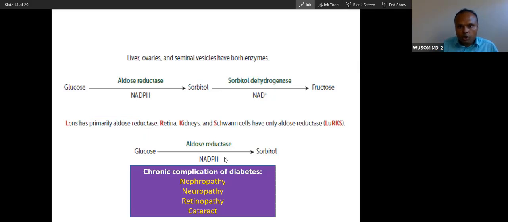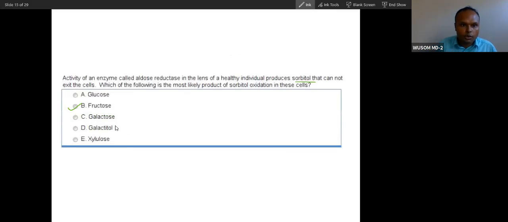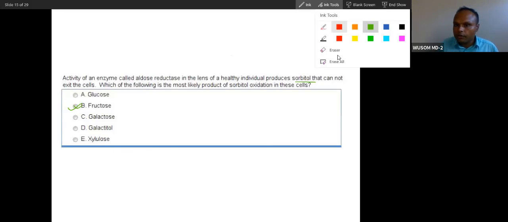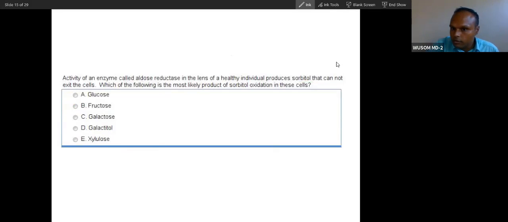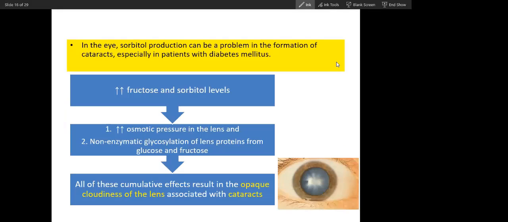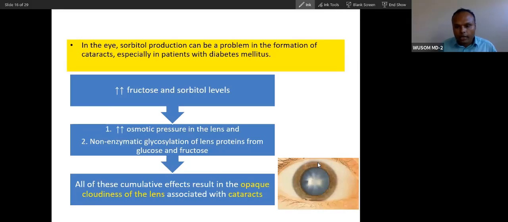This is actually a slide from First Aid. I wanted to focus on this point because when you study, you miss the word primarily, and that is my purpose in sharing this question. So fructose is the answer here. You are right. Understood? Yes, sir. Now you can easily understand; I don't think I have to teach this. Why is there cataract? Because the lens will be damaged by accumulation of sorbitol. So you can read it yourself, and this will cause cataract.